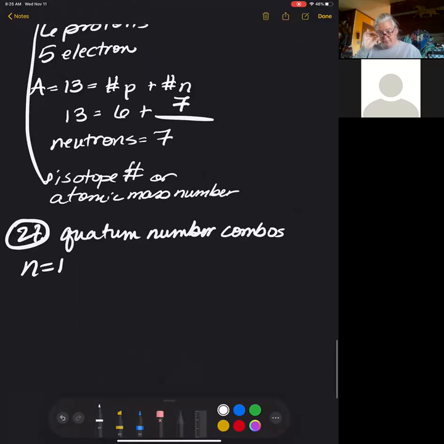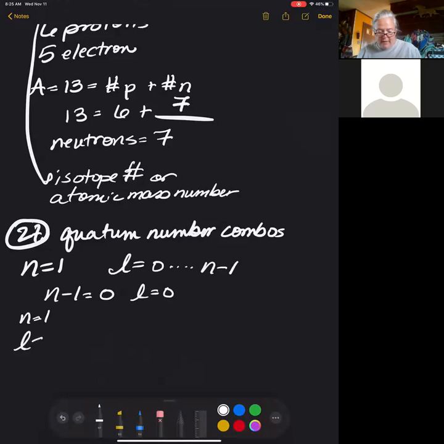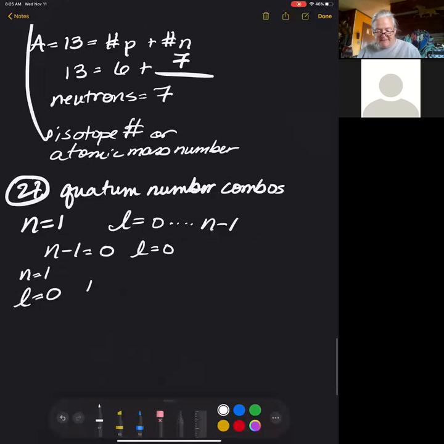All right, so n equals 1. So we have to remember the rules for the quantum numbers. So L is 0 up to whatever n minus 1 happens to be. Well, in this case, n minus 1 is 0. So the only possibility for L is 0. That's it. Okay. So n equals 1, L equals 0. Then M sub L ranges in value from minus whatever L is through 0 to plus whatever L is.